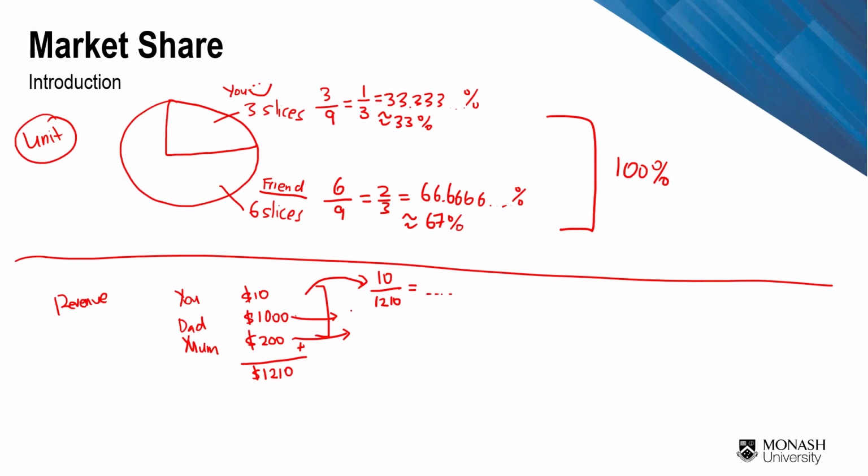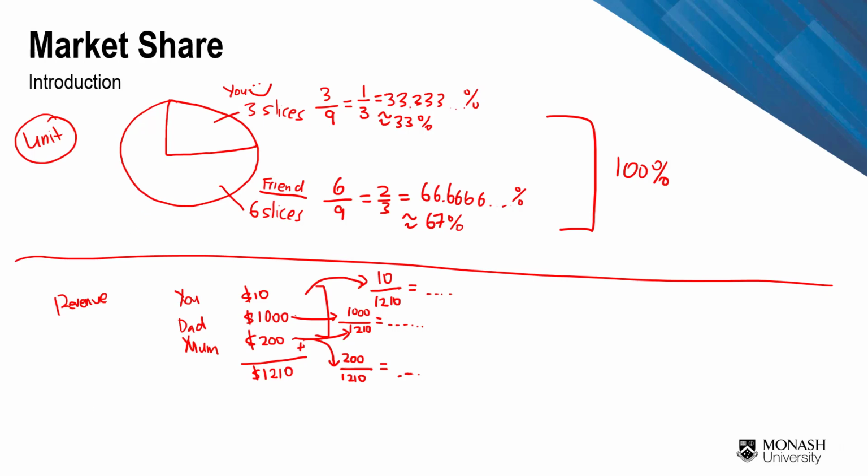So your dad will be 1,000 divided by 1,210, right? So you can type that into your calculator. Your mom is 200, so I'm just gonna put it here, divided by 1,210. So that's technically what market share is all about.